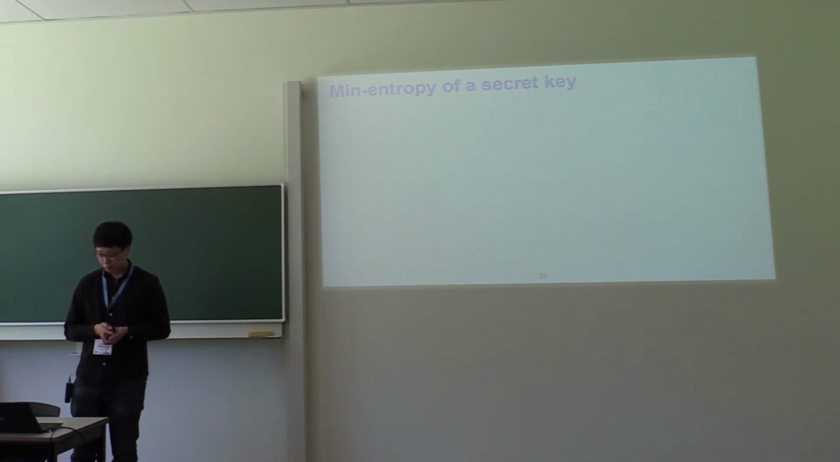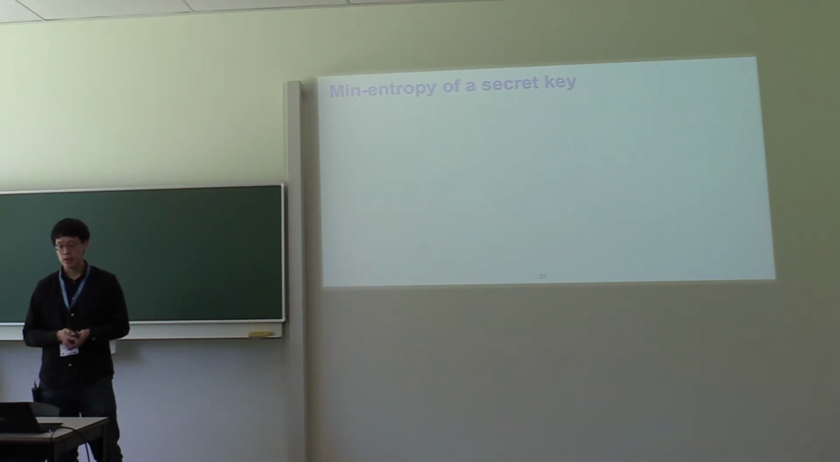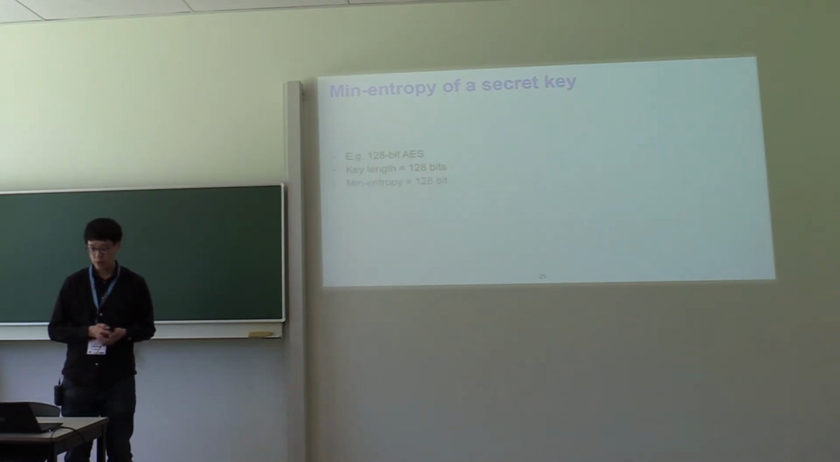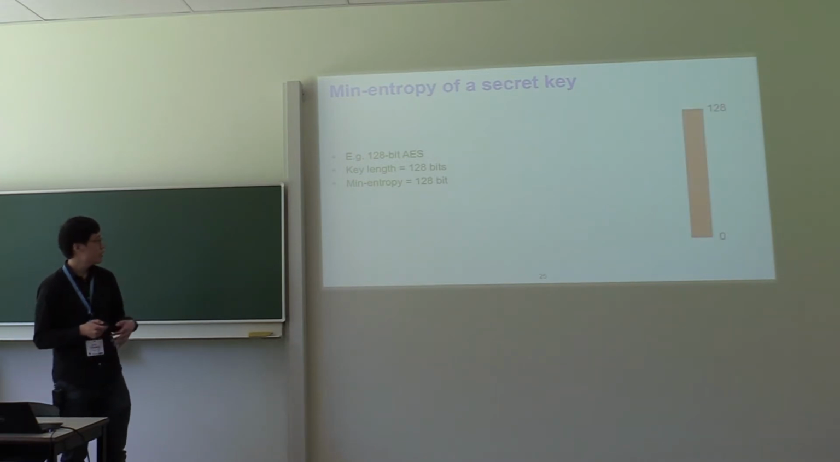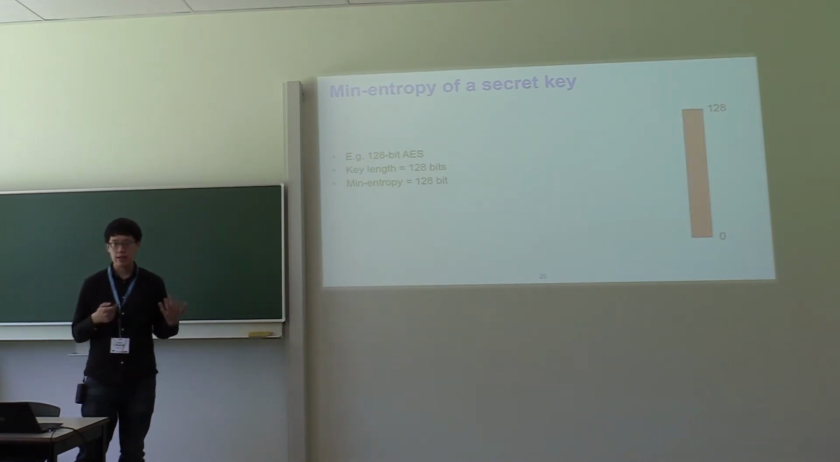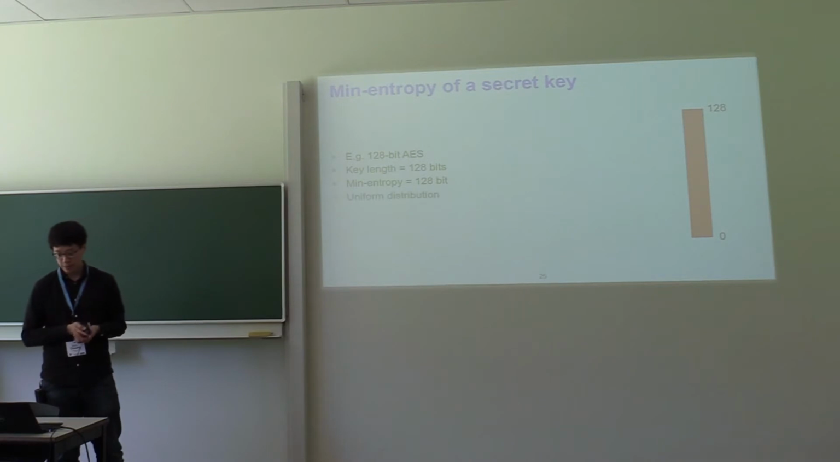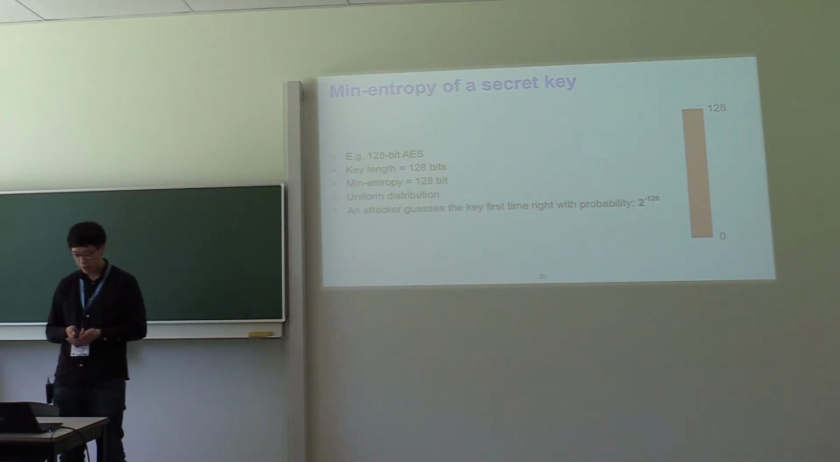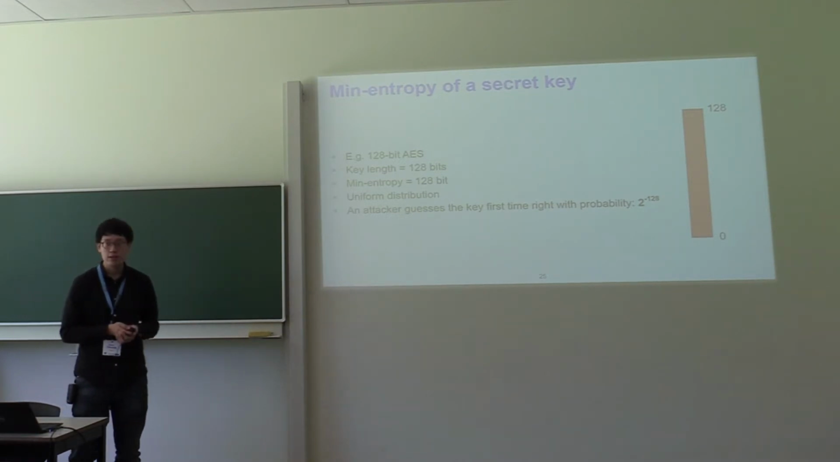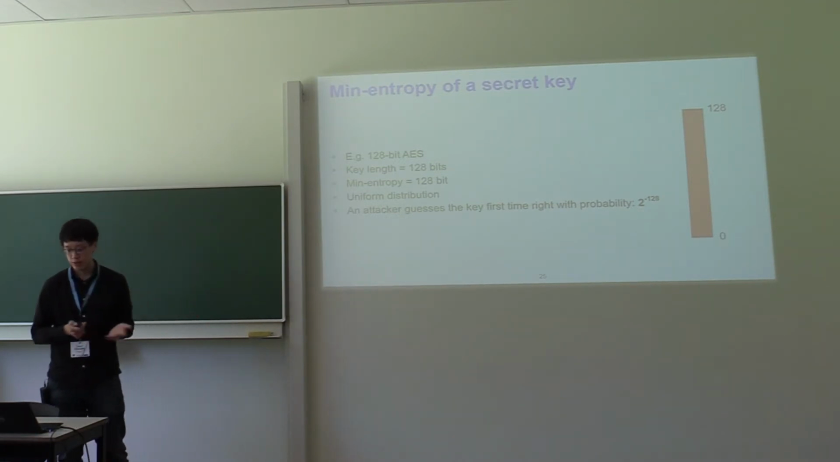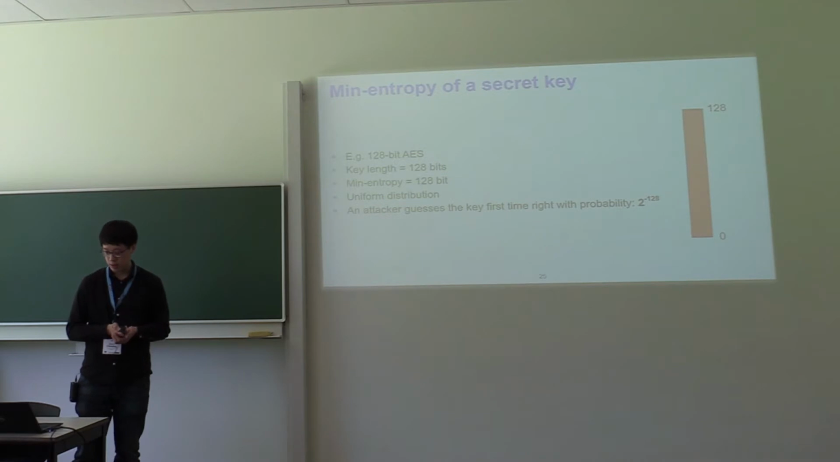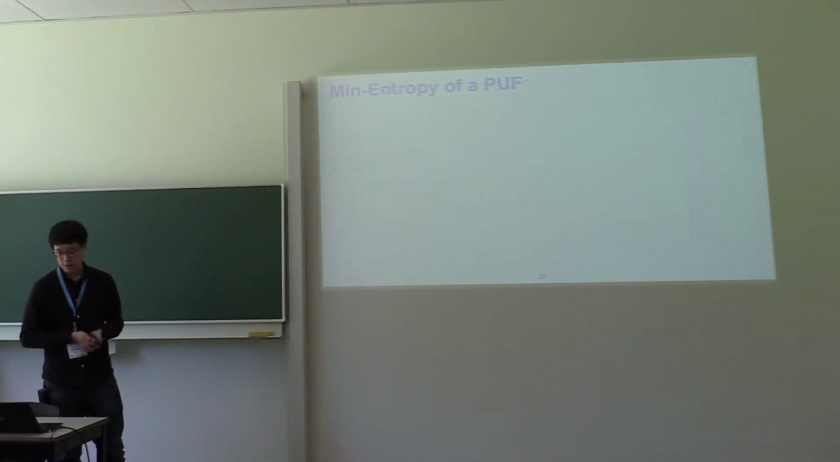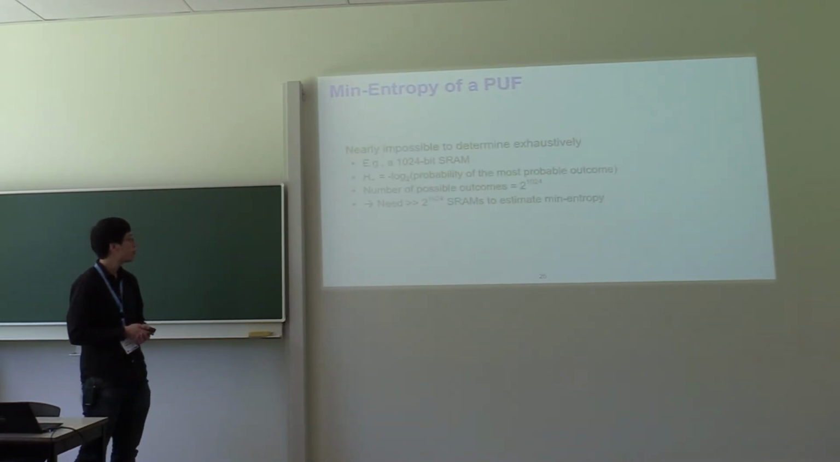The secret key that we desire needs to be, for example, 128 bits, and it needs to have full entropy. You need exactly 128 bits of min-entropy, so it needs to be uniformly distributed. As a result, you have the minimum probability of guessing this key correctly the first time, as is said here. So we care about the min-entropy of a PUF.